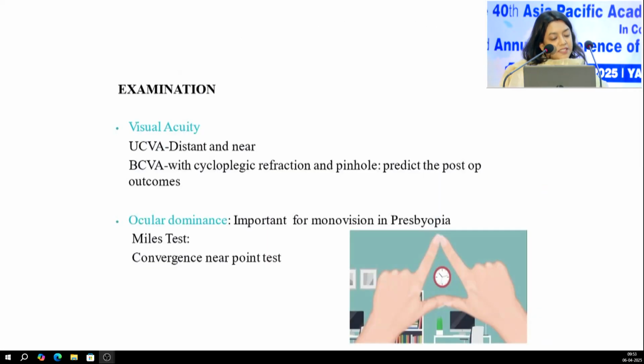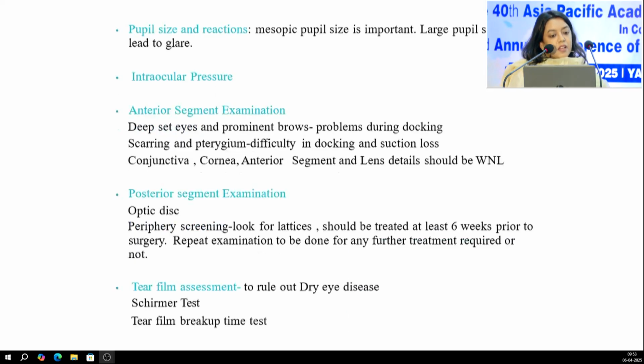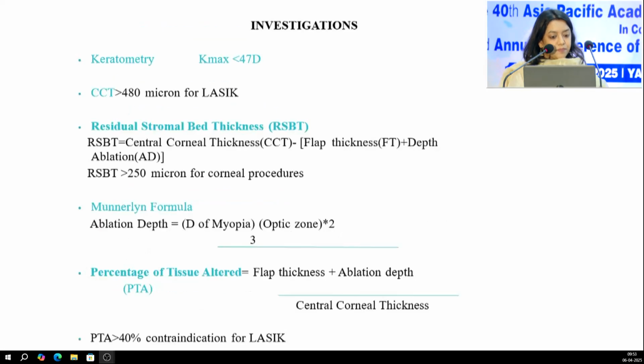After a proper consent and a proper history, we have to calculate the BCVA with cycloplegic refraction. The PMT and the POG shouldn't differ by more than 0.5. There should be a stable refraction for 1 year. We have to measure the pupil size, intraocular pressure, anterior segment, and posterior segment for any lattice holes, and do a proper TFL assessment.